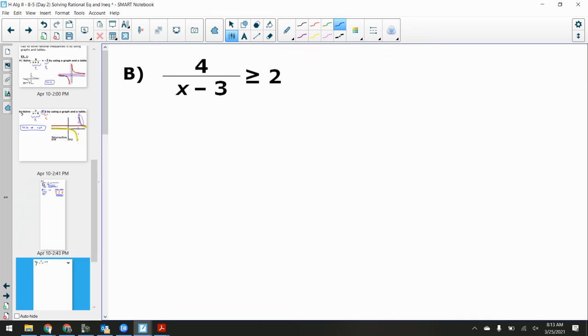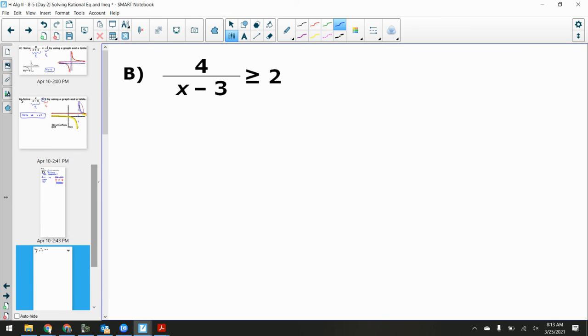Okay, let's do another one of these. 4 over x minus 3 is greater than or equal to 2. So again, we're going to solve this algebraically. We've got to find our critical points first off. Our critical points are where the intersections happen and where the vertical asymptote is. So 4 over x minus 3 is equal to 2. I multiply the x minus 3 over to the other side. I can divide by 2 here and add the 3. x is 5. I could have distributed the 2: 2x minus 6, then add the 6 and divide by 2. I'd get 5 as well. Where's my vertical asymptote? x equals 3.